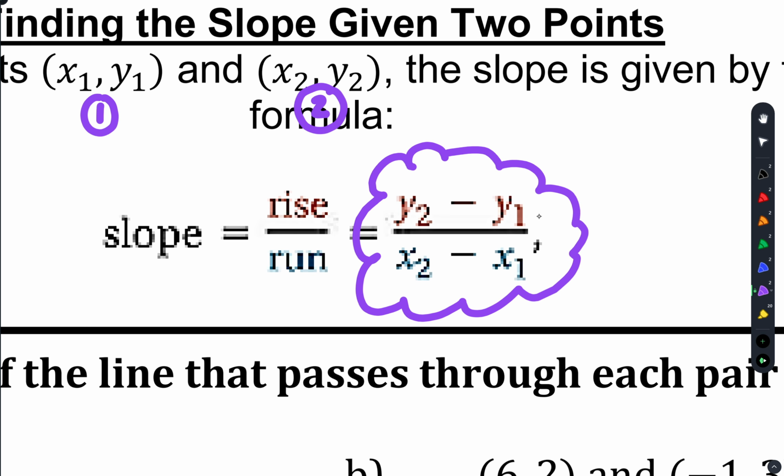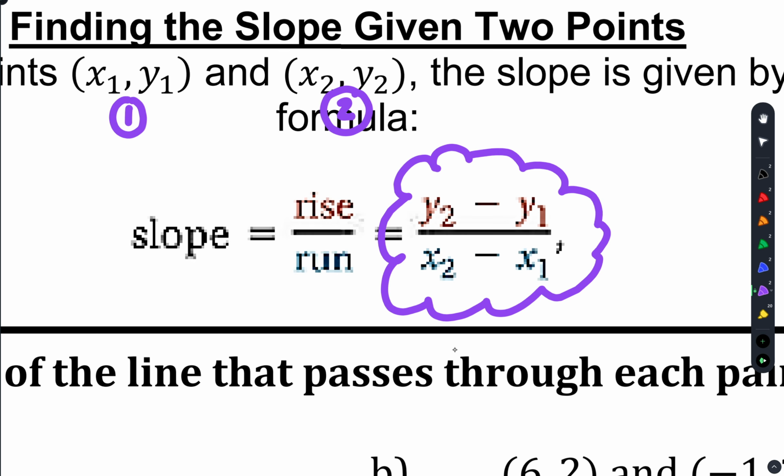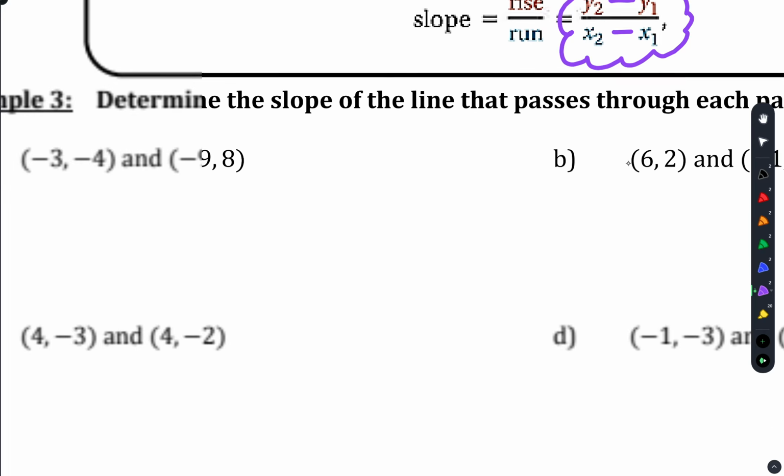This formula says I take y2 from the second point minus y1 from the first point, over x2 from the second point minus x1 from the first point. It is always a minus in there unless you're subtracting a negative number, in which case it would be a positive. But it is always going to be a minus in there when we plug it in. Okay, that's a formula we've got to have memorized. No shortcuts. Here we go.